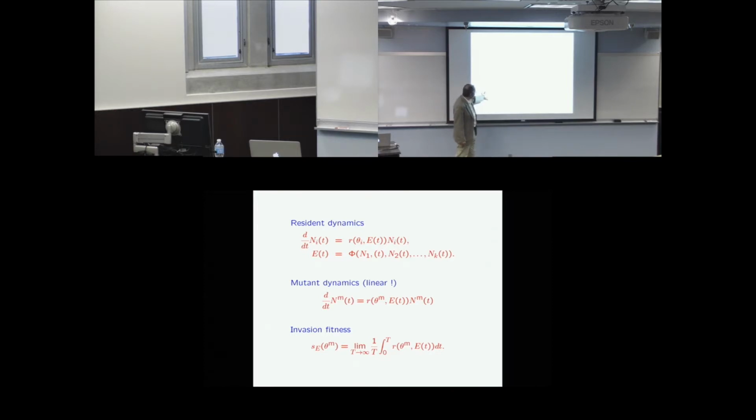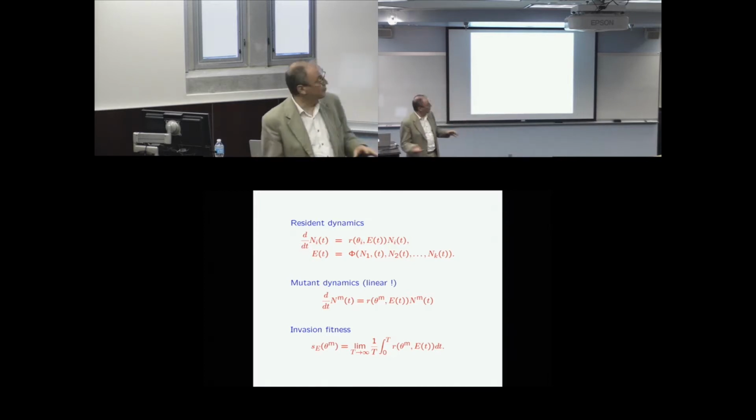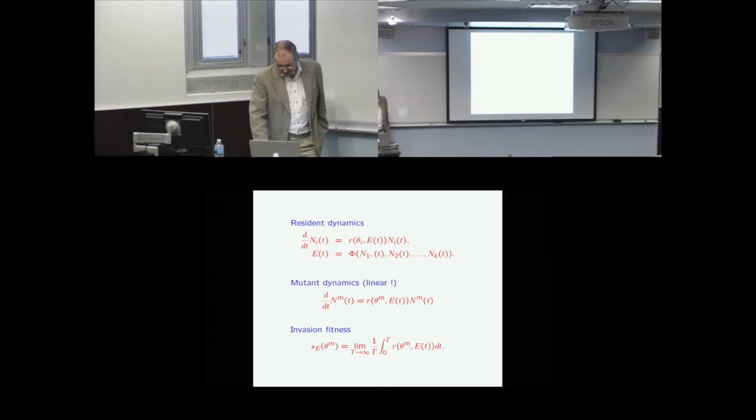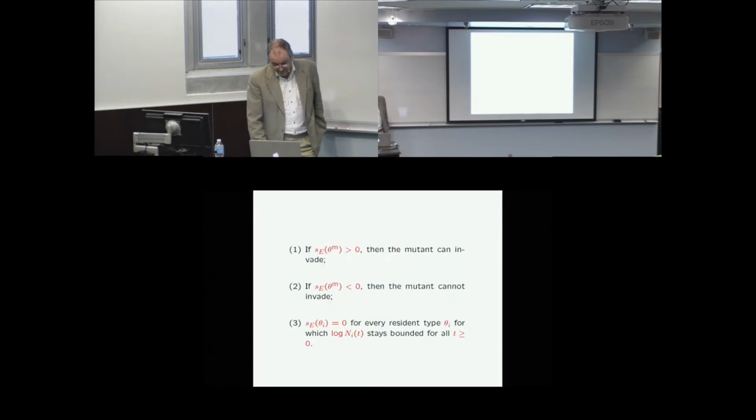And now this invasion fitness can be determined simply in terms of this R, which depends on theta m and E. If we have a steady state, then of course the environmental condition remains constant, and the invasion fitness is simply the R given that constant E. So this is the invasion fitness, and what is the rationale behind this? What do we learn from knowing the value of the invasion fitness?